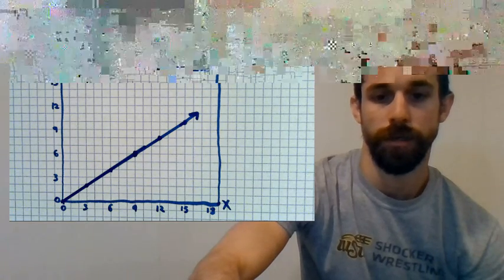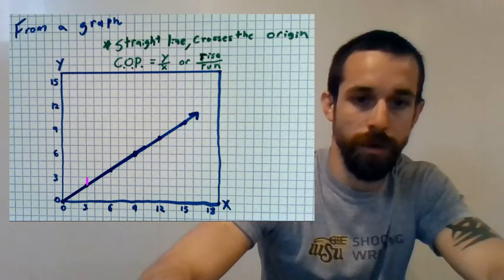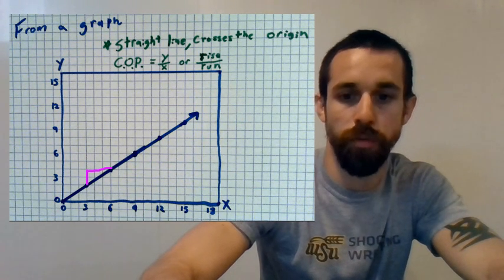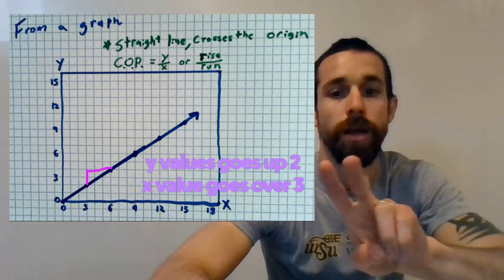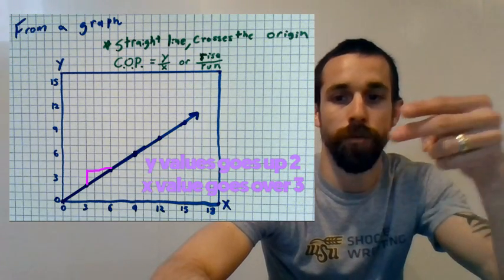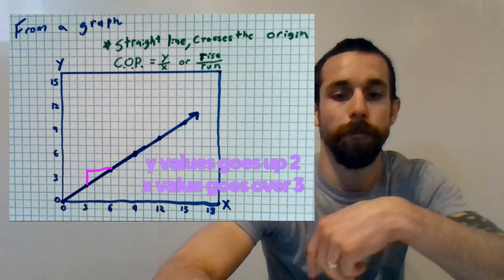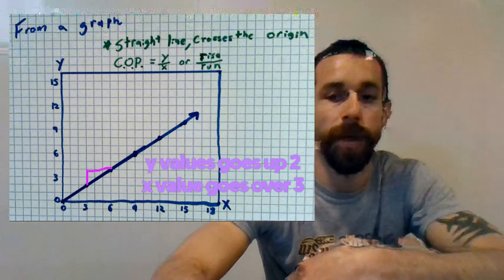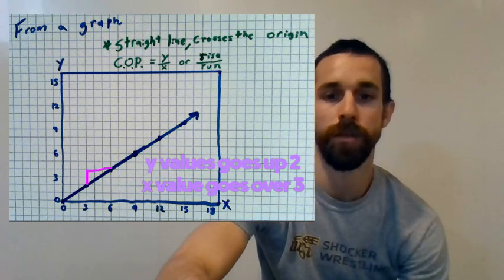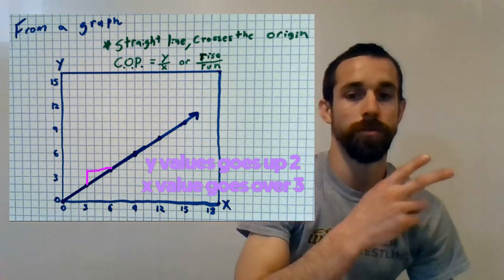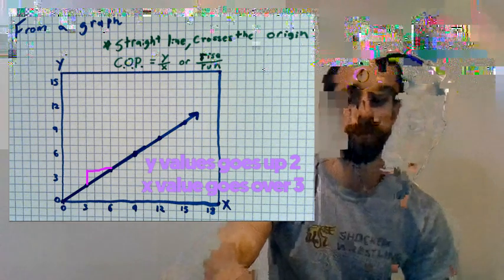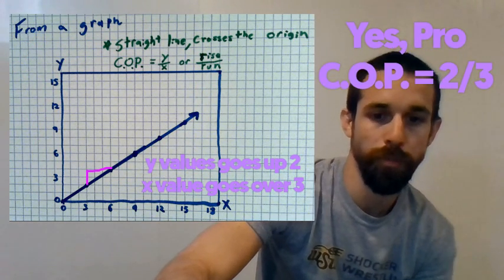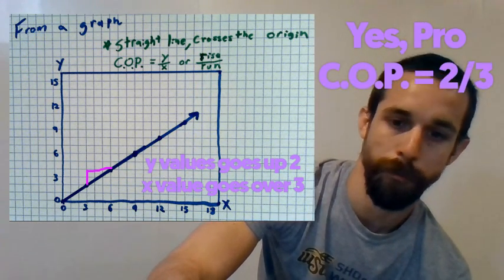So when I look at this problem, I'm going to find a point. I found one right here, and that goes up and it goes over to the next point. So in this example, my y value is going up 2, and the x value is going over 3. That means my constant of proportionality is going to be 2 over 3. So the answer to this problem would look like this. Yes, it's proportional. Its constant of proportionality is 2 over 3.